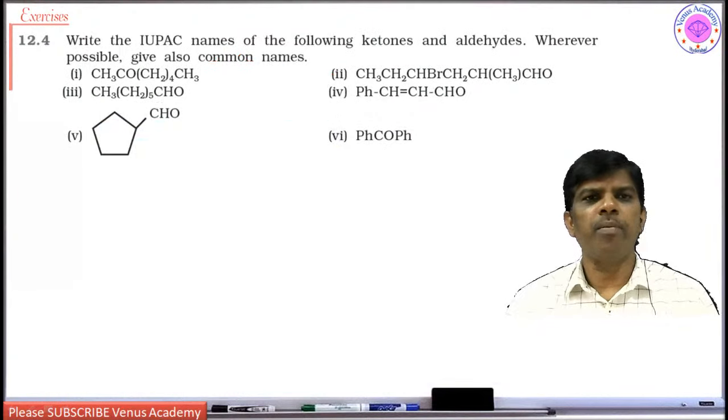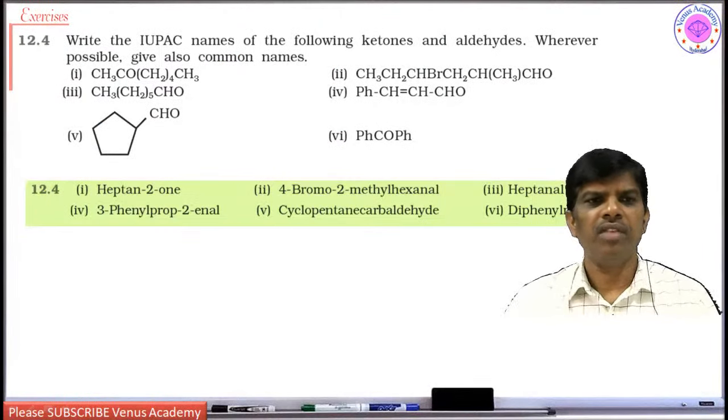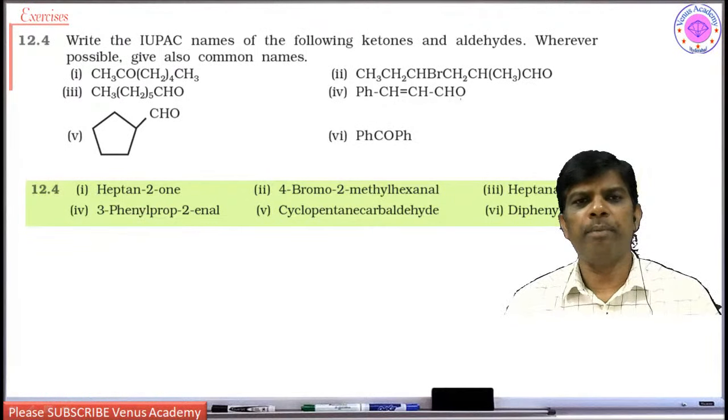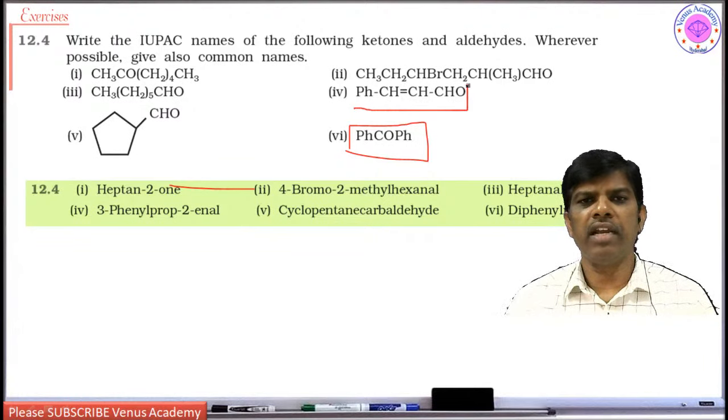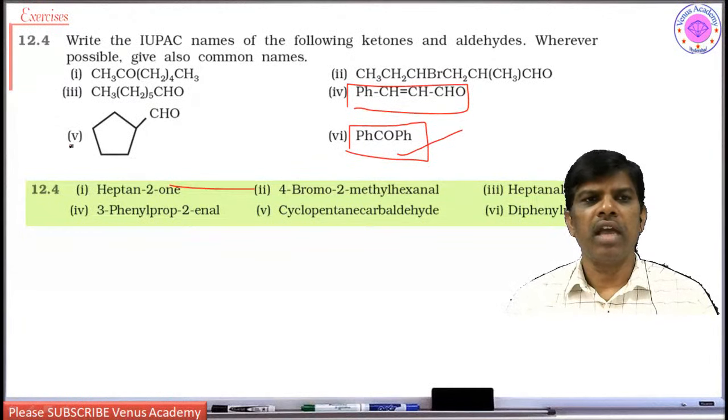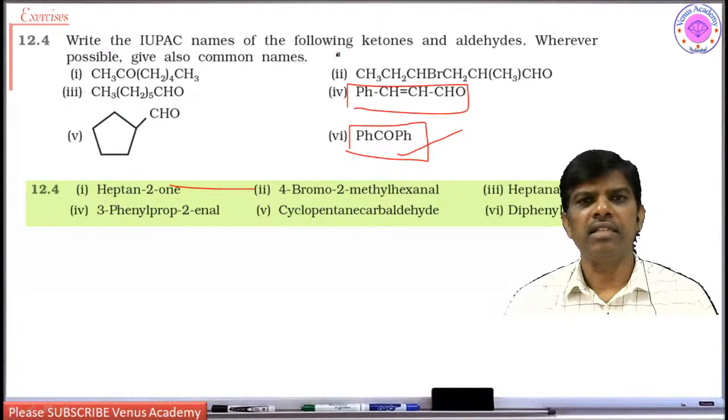Next, write the IUPAC names of the following ketones and aldehydes. Wherever possible, give also common names. So heptan-2-one, 4-bromo-2-methyl hexanal, heptanal, and 3-phenyl prop-2-enal, cyclopentane carbaldehyde, diphenylmethanone. So diphenylmethanone, what is the common name? Benzophenone. Diphenylmethanone is benzophenone. This is cinnamaldehyde. I am giving common names, students. Cinnamaldehyde, benzophenone, and cyclopentyl carbaldehyde. These are very important: cinnamaldehyde, benzophenone, common names.